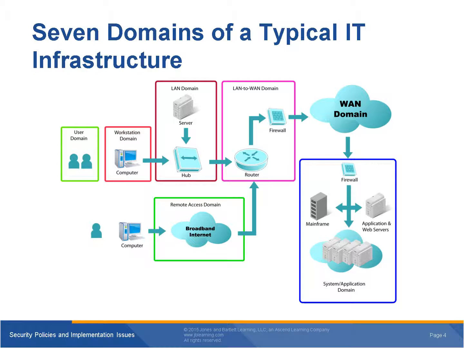The 6th one is the remote access. A virtual private network is an example of a way in which people would access the resources within an organization as a remote access domain. And the 7th one is a system and application. Those are technologies to collect, process, and store information.